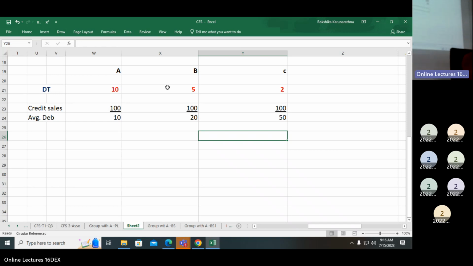So you can see that when the debtors turnover increases, I'm taking the same level of credit sales, but the average debtors maintained by the business is lower, just for an example. When the average debtors increases, debtors turnover decreases, so that is unfavorable. Comparatively, a higher debtors turnover is favorable.